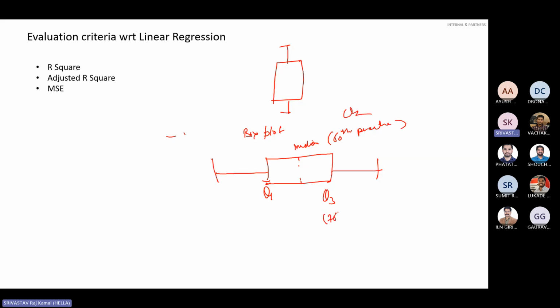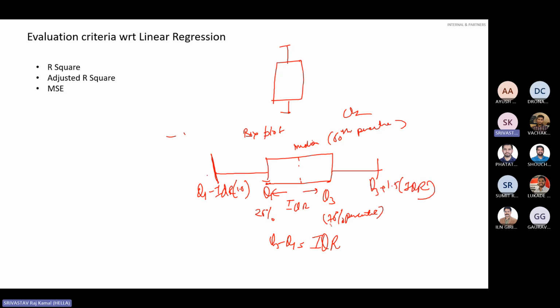Q3 is the 75th percentile. What does the 75th percentile say? It says that 75% of the people have a lesser value than this Q3. This is how we see it in percentiles. Some examples we have already given. This is the 25th percentile. The difference between Q3 minus Q1 is known as the interquartile range, IQR. And this point on the left side is Q1 minus 1.5 times IQR, and Q3 plus 1.5 times IQR. Anything which lies beyond that would be an outlier.